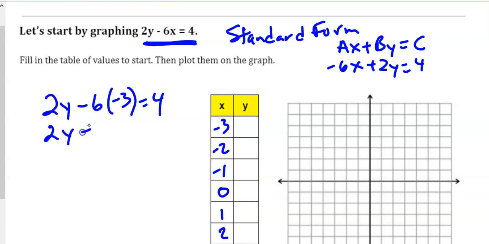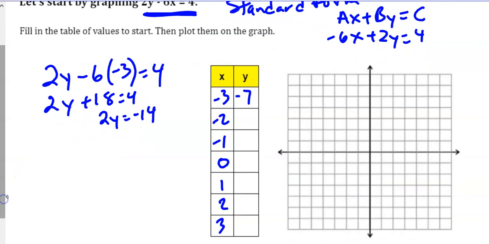So I'll have 2y plus 18 equals 4. Subtract 18, so negative 14. So now we get that to be negative 7. And we can go ahead and plot it, or we can figure out our entire chart first, however you'd like to do that. 1, 2, 3, 4, 5, 6. And that goes down here.